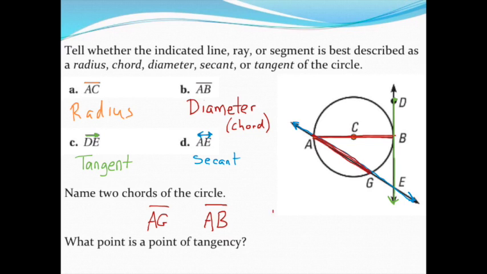Some people try to tell me things like BC is a chord. If you take a look at the diagram, I can see that BC is not a chord because it does not go all the way across the circle. It's just a radius. And last up, they asked me for the point of tangency. The point of tangency is the single point where the tangent touches the circle. So I can see that that occurred right there where my line went through, just skimmed the surface of the circle. So point B is my point of tangency.